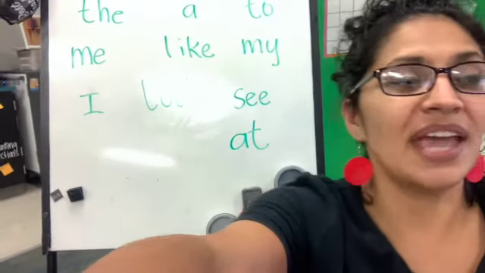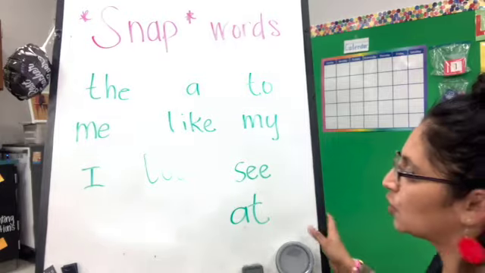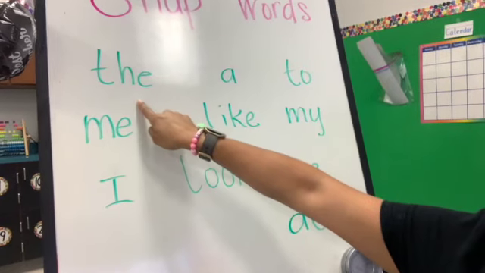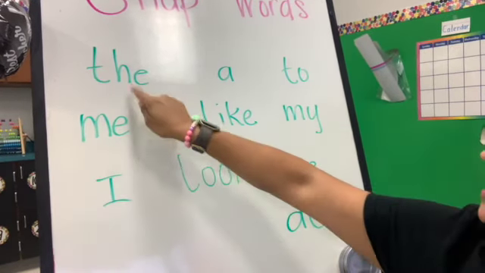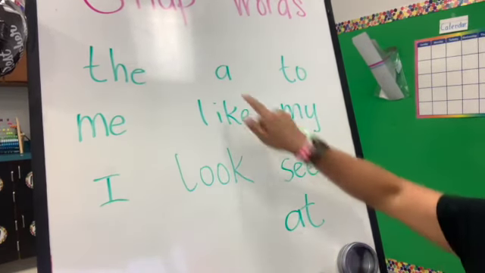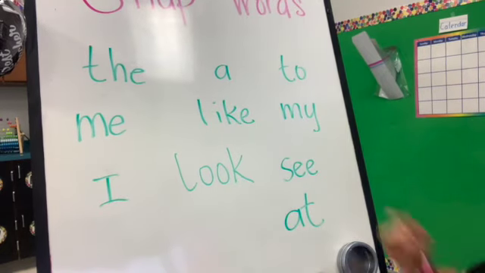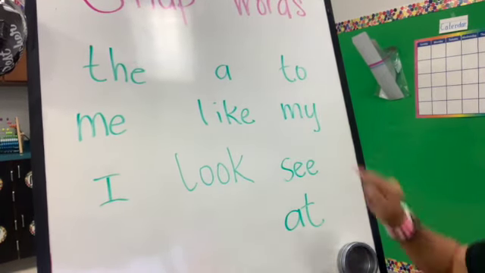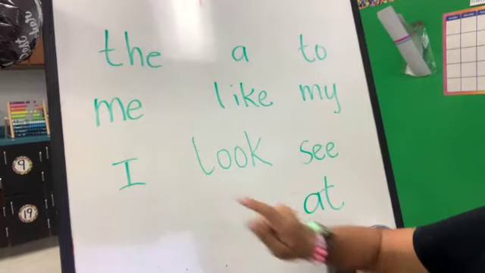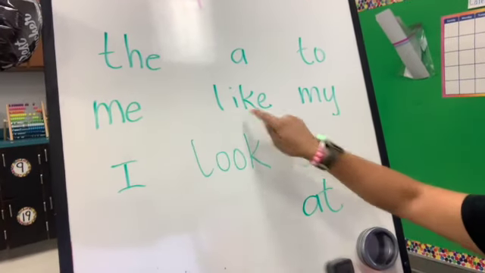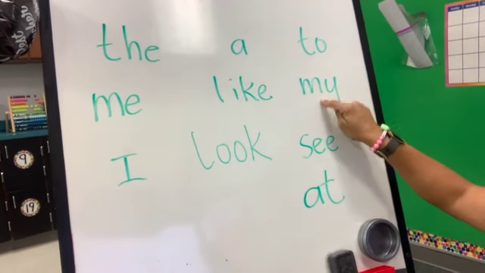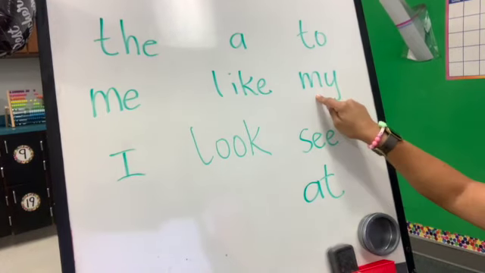So now that we added some snap words, what I'd like to do is show you our snap word chart. And we're going to read it together, okay? The. Let's read it again. The. The next one, ready? A. Let's read it again. A. The next one. 2. Let's read it again. 2. The next one. Me. Let's read it again. Me. Like. Let's read it again. Like. My. One more time. My.